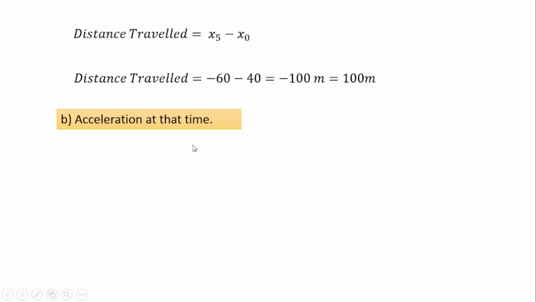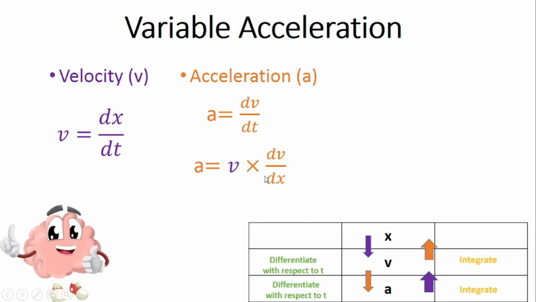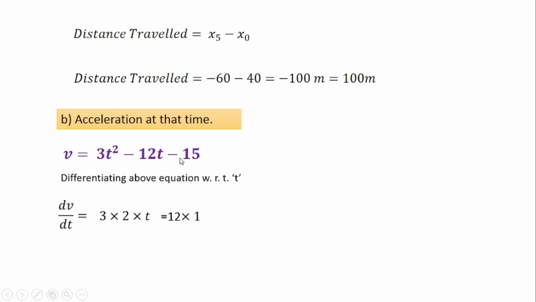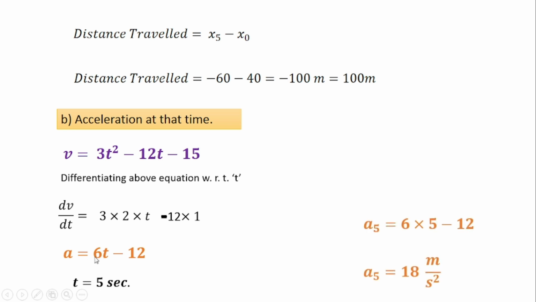Now to calculate acceleration at the same time, we'll use the velocity equation 3t square minus 12t minus 15. When we differentiate this equation with respect to t, we will get the value of acceleration. So dv by dt is equal to 3 into 2 into t minus 12 into 1 minus 0. So the equation of acceleration becomes 6t minus 12. When we put t is equal to 5, we'll get the value of acceleration. So 6 into 5 minus 12. 6 into 5 is 30. 30 minus 12 is equal to 18 meter per second square.